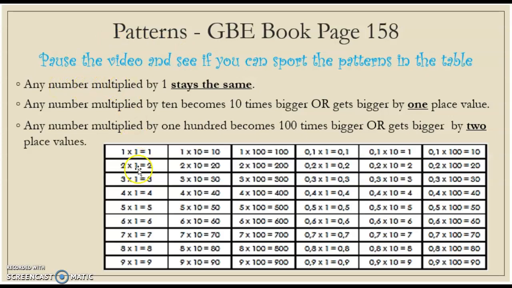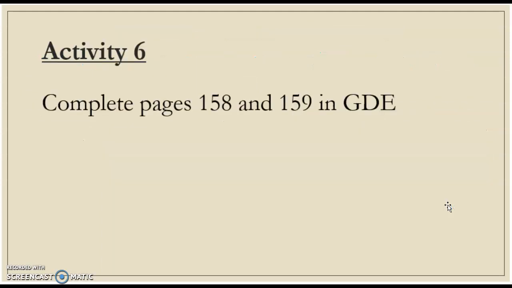You will notice that any number multiplied by 1 stays exactly the same. You will notice that any number multiplied by 10 gets bigger by 1 place value, or by 10 times. You will also notice that any number multiplied by 100 becomes 100 times bigger, or gets bigger by 2 place values. For activity 6, I'd like you to please complete pages 158 and 159 in your GDE book. Please pause the video and complete those 2 pages.